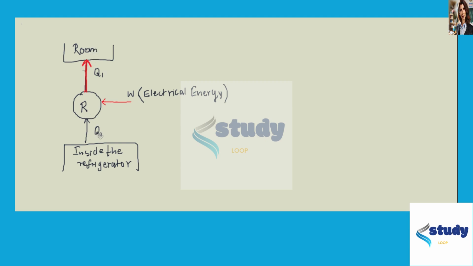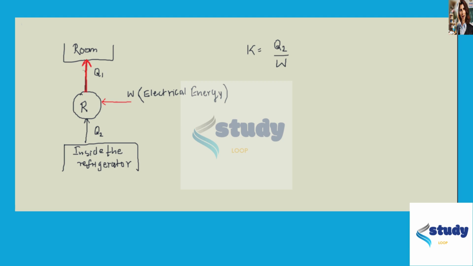And for the transfer of heat from a cooler body to a hotter body, it requires some amount of external work to be done on it, and that is the electrical energy W. So depending upon how much heat it can take away from the food per unit electrical energy that it consumes, we define the coefficient of performance of the refrigerator, that is given as the amount of heat that it takes away from the food per unit amount of electrical energy that it consumes.